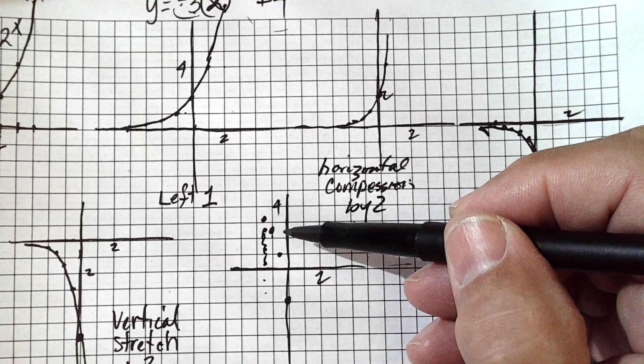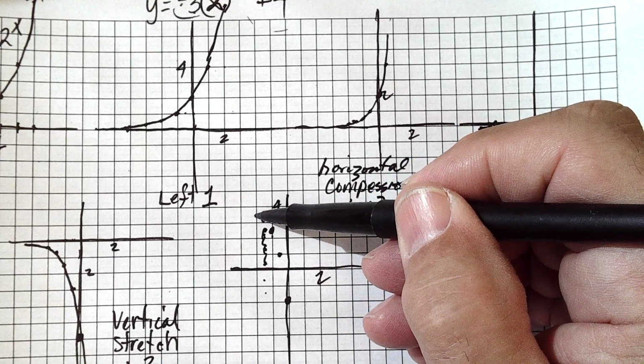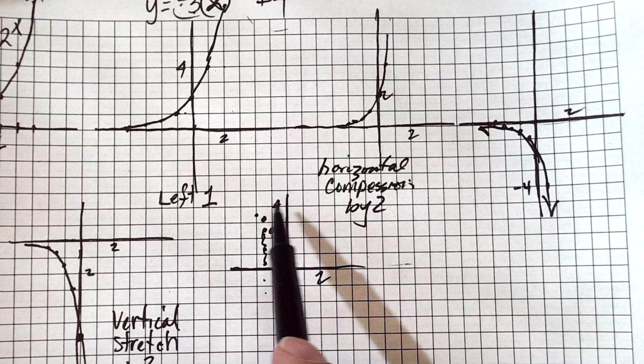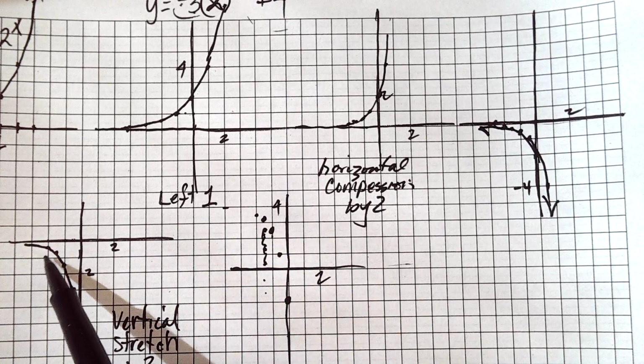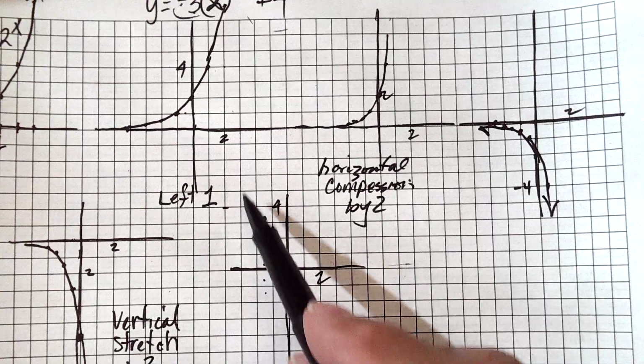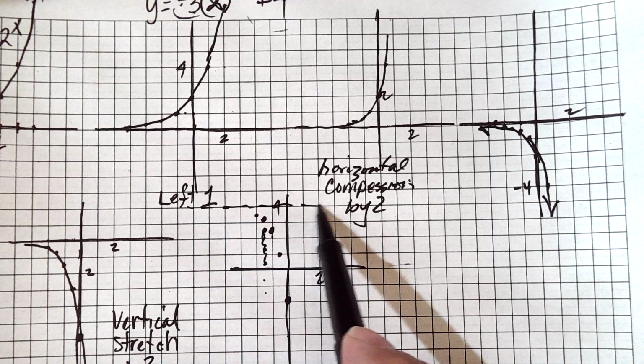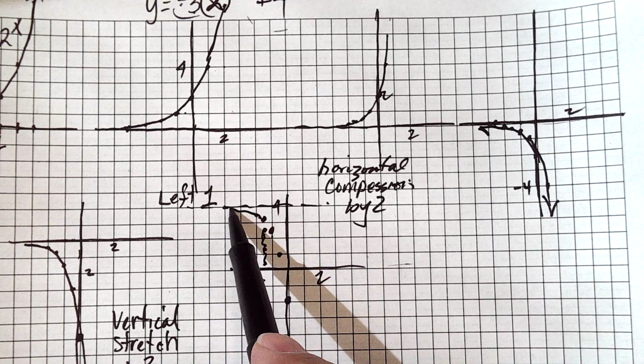And it's going to get closer and closer to, this one got closer and closer to 0, and if I move it up 4, it's going to get closer and closer to 4. It's going to be asymptotic to 4.